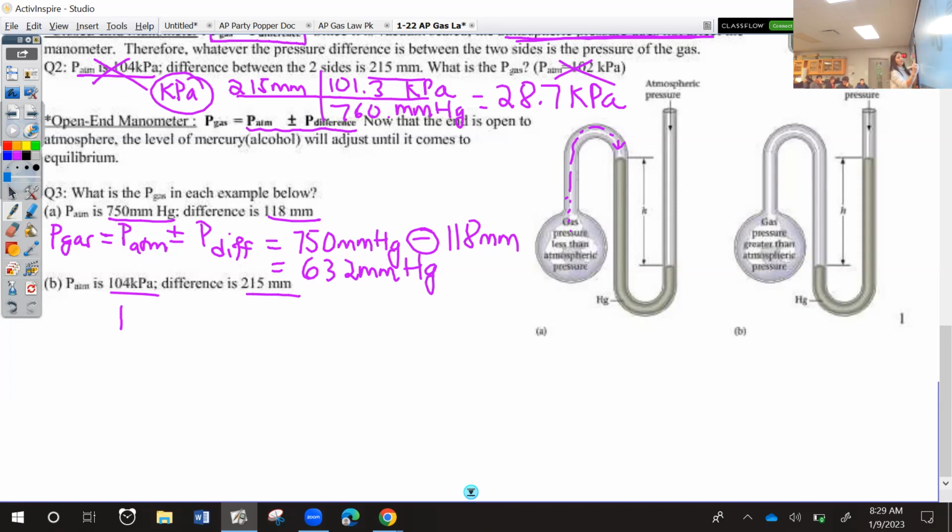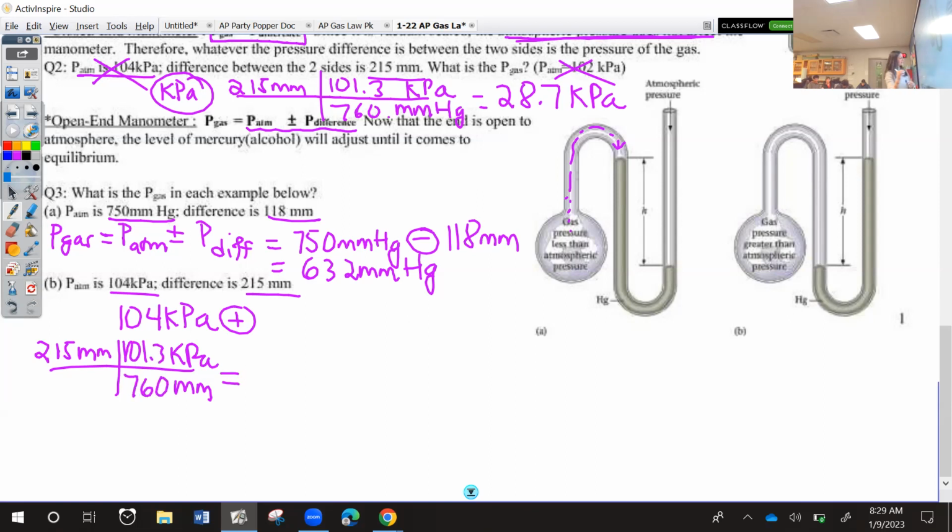Okay, so now we've got 104 kPa. We know the gas pressure is more, so we're going to add, but what's the problem? It's in millimeters. So first, we need to convert our millimeters into kPa, or the other way around, depending on what they wanted. Millimeters of mercury into kPa, and again we said it was 101.3 and 760. 215 times 101.3 divided by 760 is approximately 28.7 kPa. Now we're just going to add the 28.7 kPa to this. What do we get as our pressure? 132.7 kPa.